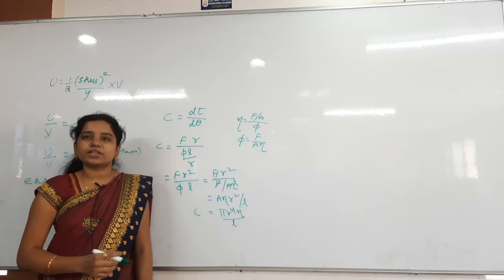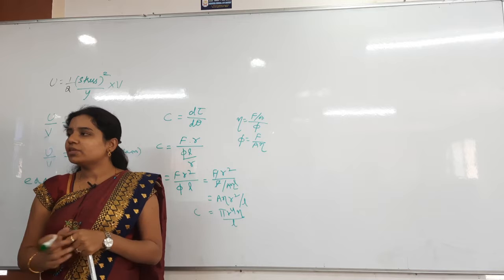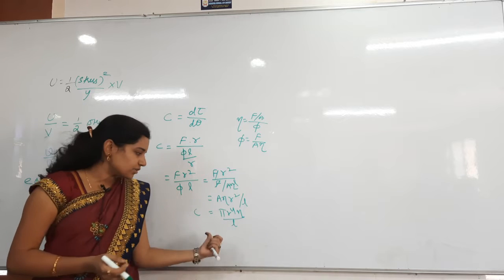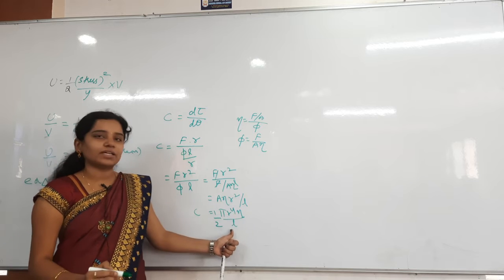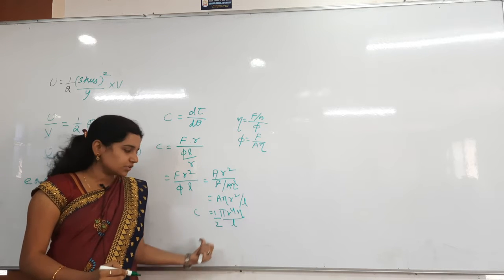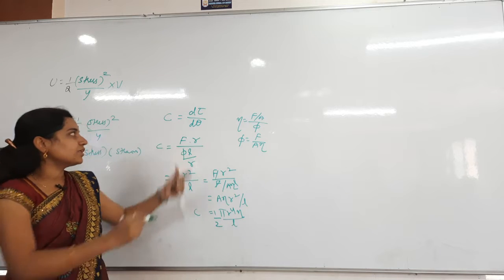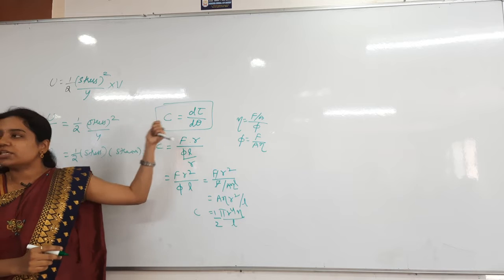And also for the energy, only half of the energy will be stored. The remaining half will be wasted. Here in this also we will get only half, that is half into pi R power 4 neta by L. Okay, this is not there for the NEET, by the way. So for C, you just remember this formula, that's enough. C is equal to d tau by d theta. This is the torsional rigidity.